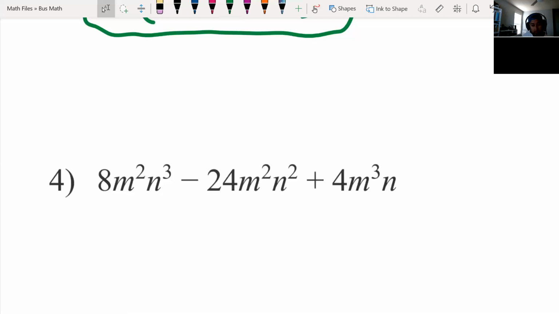All right, look at that. 8m squared n cubed minus 24m squared n squared plus 4m cubed n. So again, look at your numbers first. 8, 24, and 4. What could we take out?